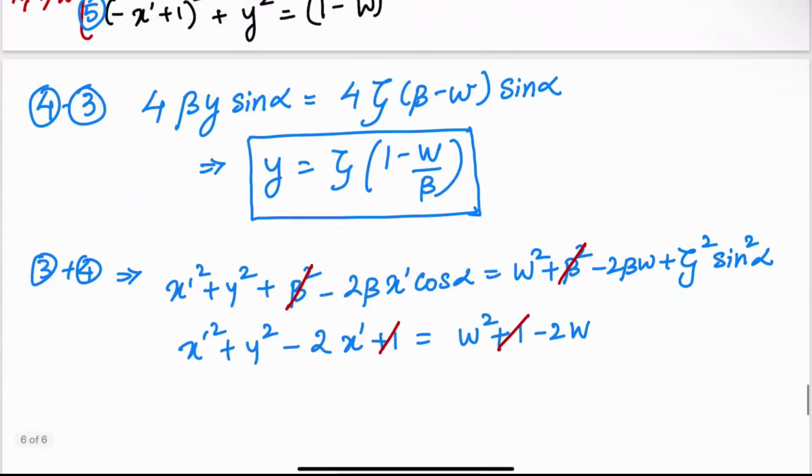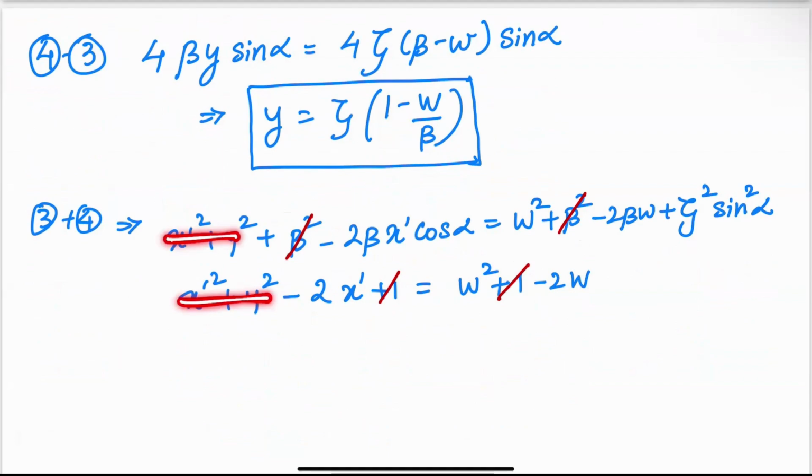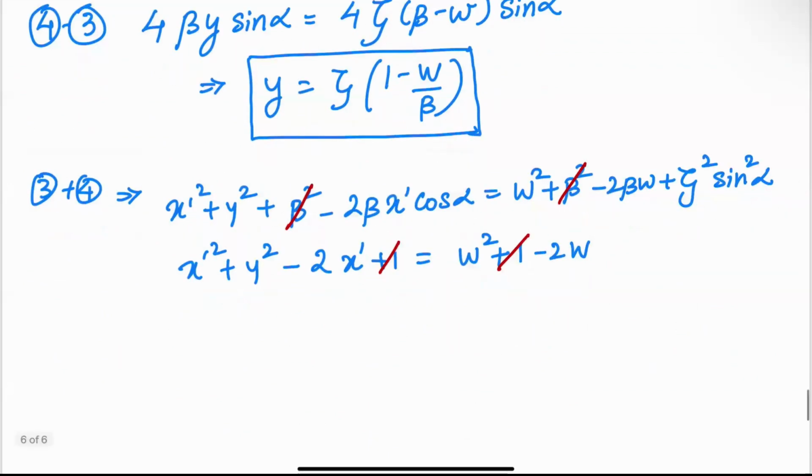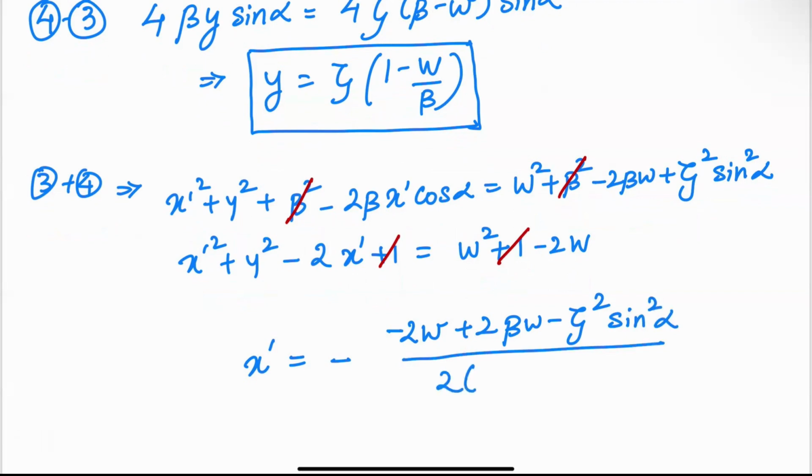The ones also cancel. And then what you can do is you can subtract these two equations from each other to give you what x is. And I'll just quickly write the result. It's fairly straightforward because all these terms cancel and you end up with just x times some coefficient and the difference between these two terms, right? So it's very simple algebra. You end up with x prime is equal to minus of minus 2w plus 2 beta w minus zeta square sine square alpha divided by 2 times 1 minus beta cosine alpha.